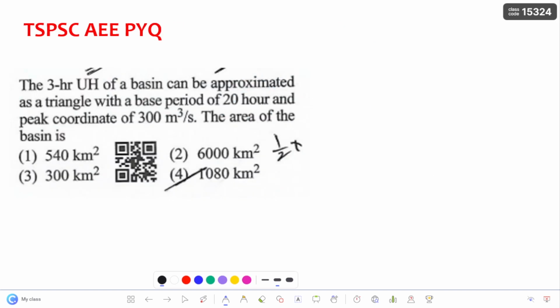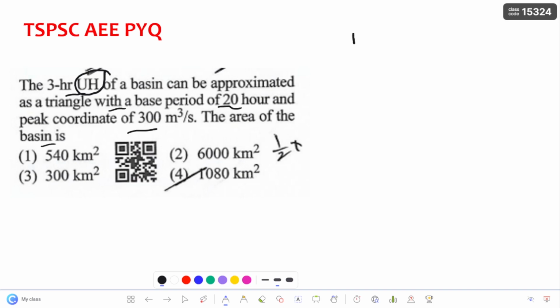Next, coming to the second question. The 3-hour unit hydrograph of a basin can be approximated as a triangle with a base period of 20 hours and peak coordinate of 300 meter cube per second. He is asking the area of the basin, and here it is given as a unit hydrograph. So unit hydrograph means 1 centimeter depth of runoff.